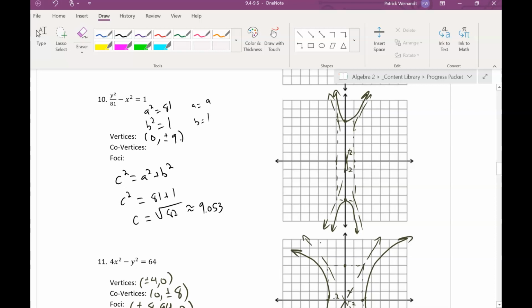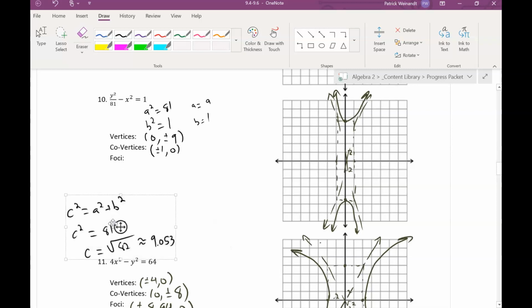Our covertices, we didn't really call them covertices in the notes, but we'll call them that here. Basically they're just these side pieces that are on the rectangle. It's easier to just call them covertices to give them a name. Those are going to lie on the x-axis, so that means that we're going to have plus or minus 1 and 0. Now I'm going to move this down a little bit so I have a little bit more room.